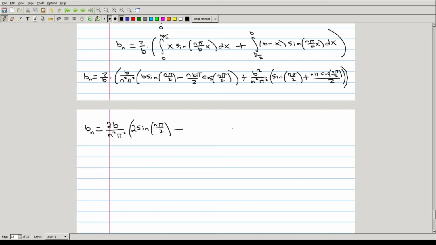And here you have minus n pi over 2 cosine of n pi over 2. And then from this term right here you have plus n pi over 2 times cosine of n pi over 2. These two terms actually cancel one another. We're just left with the simplified equation 4b over n squared pi squared times sine of n pi over 2.